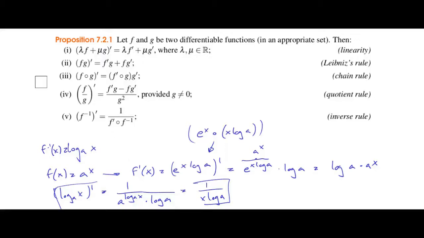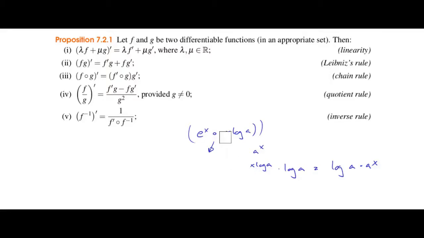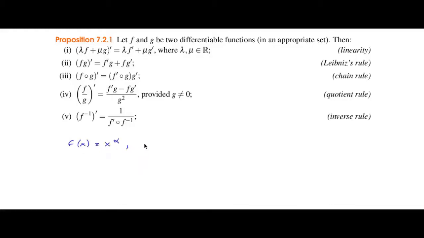Now let's see a couple more. Using the same approach, take the function f to be x to the alpha, where alpha is any real number. We have seen that for x to the n, when n is natural, the derivative would be alpha x to the alpha minus 1. Now we are going to see that this is also true if alpha is a real number.